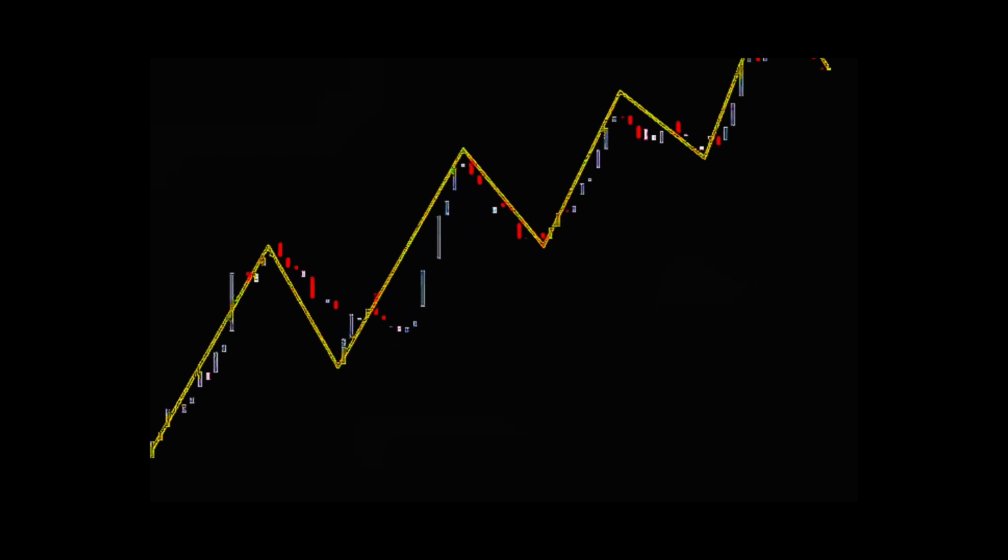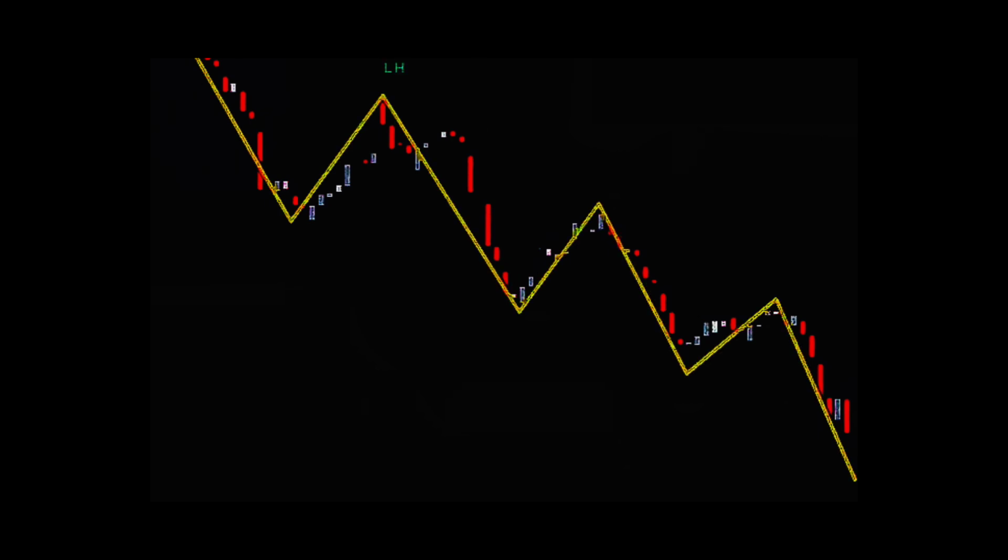Now, let's see if we can verify it with an actual chart example. The price is clearly in an uptrend because it is forming higher highs and higher lows. So, it is evidently in an uptrend. Now this is a downtrend because it is forming a series of lower highs and lower lows. So, that is precisely what market structure is.